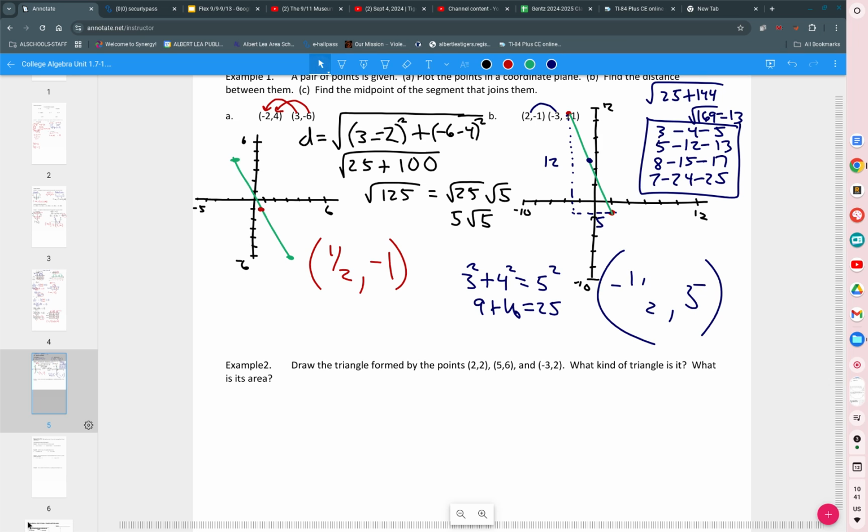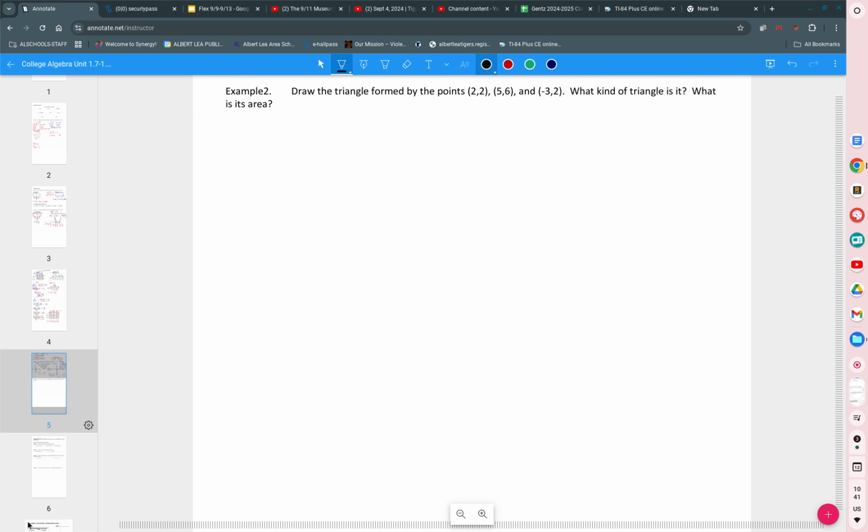The next question is basically straight from an ACT. I'm going to sketch the graph of this triangle. It says it's formed by the following coordinates, 2, 2. So I have that coordinate 2, 2. I have -3, +2. And then I have 5, 6. There.